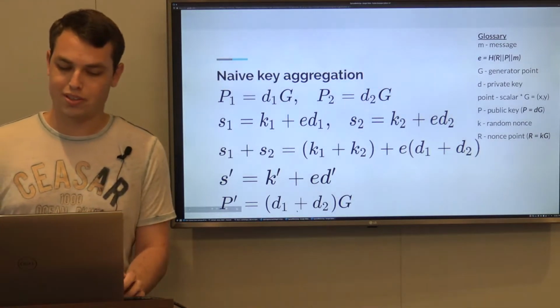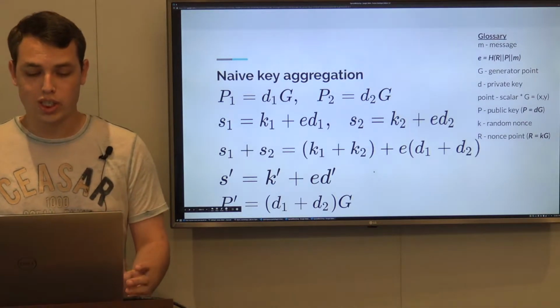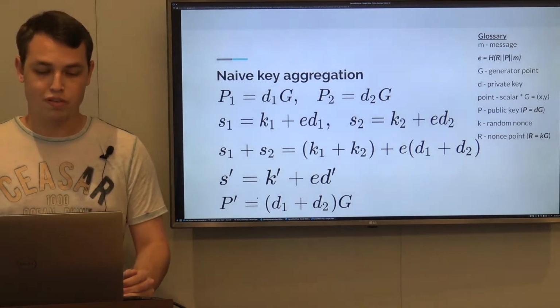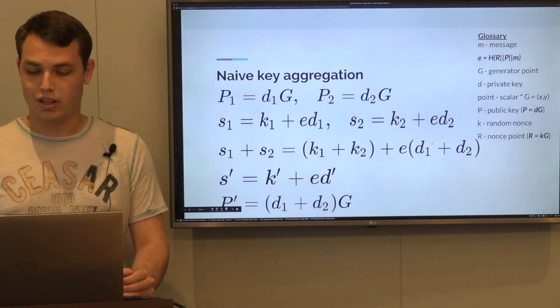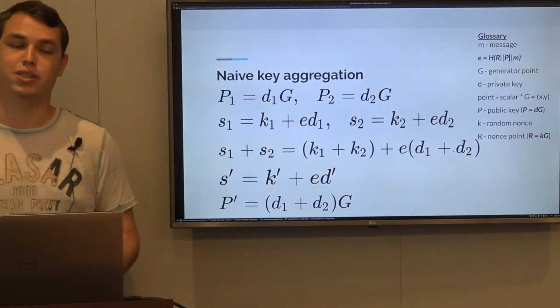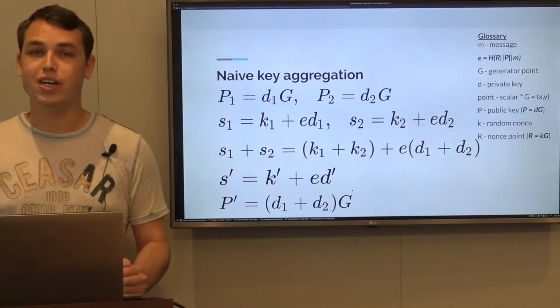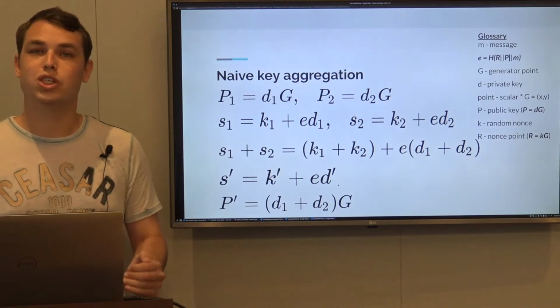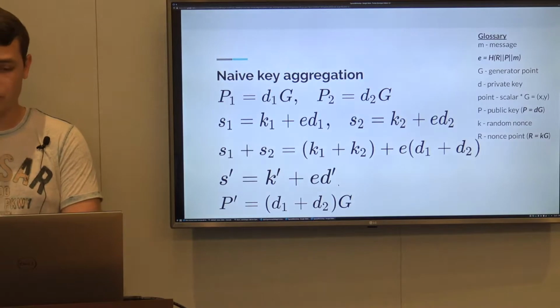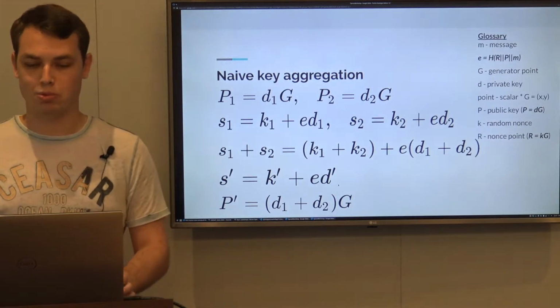Now, as you remember, this is how Schnorr signatures look. So what does this mean? It means that we got a valid signature for P prime, whose private key is just the addition of both participants' private keys. So we got a valid signature for a public key which is the addition of both participants' public keys, which is pretty cool. And there is a bunch of problems with this.